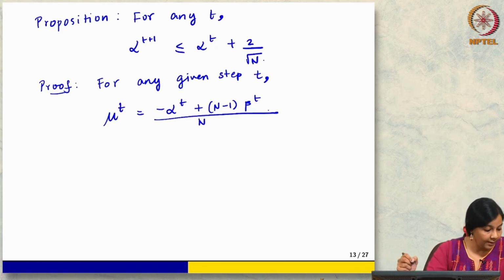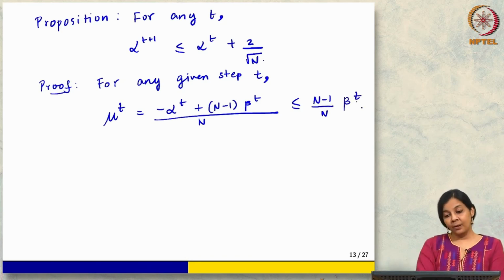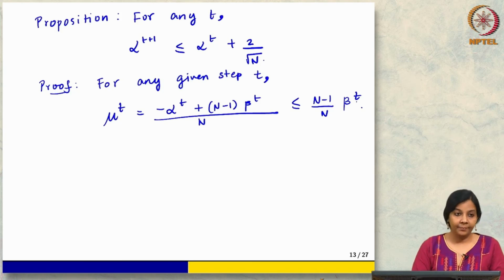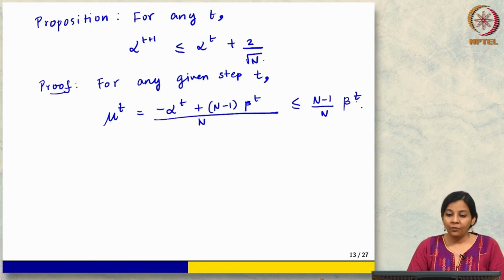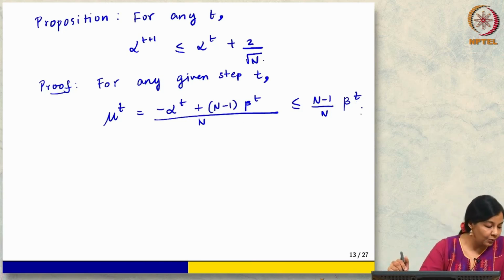So, this is just rewriting what we had before. Okay, and I claim that this is less than or equal to n minus 1 over n beta t. Can anyone justify this inequality for me? When does this inequality hold? When alpha t is positive. So, why can I claim that alpha t is positive? Okay, so fine. So, alpha t is positive, so therefore I can make this claim. Okay, so far so good.